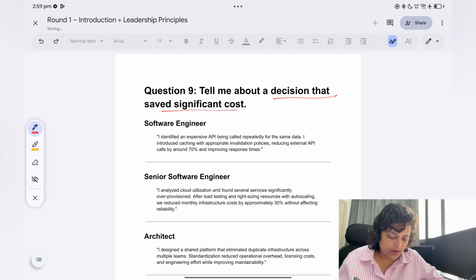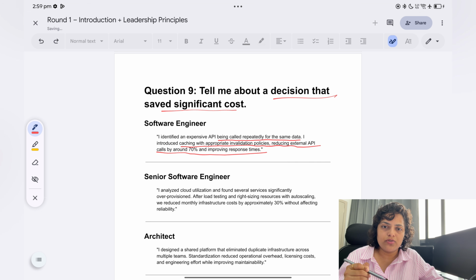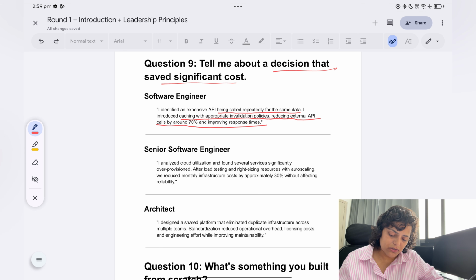Okay, so the software engineer would answer: I identified an expensive API being called repeatedly for the same data. I introduced caching with appropriate invalidation policies, reducing external API calls by 70% and improving response time. So instead of one service calling again and again for the same data, he introduced caching there. Okay, so then it has reduced external API calls by 70%.